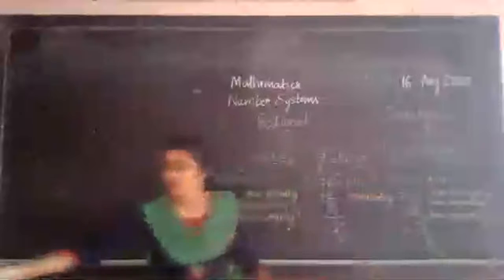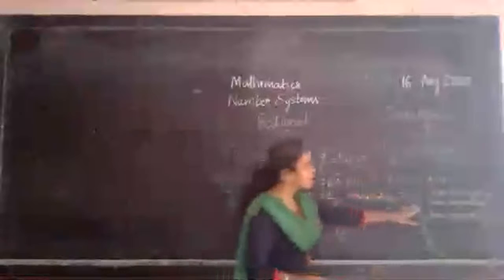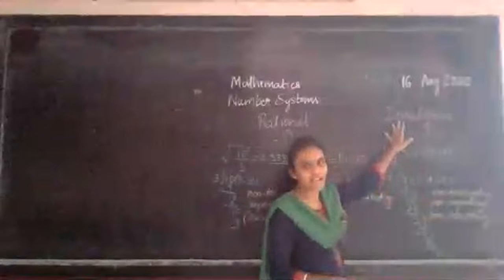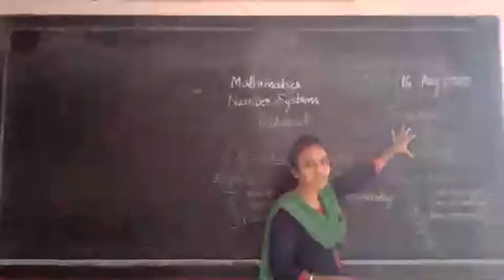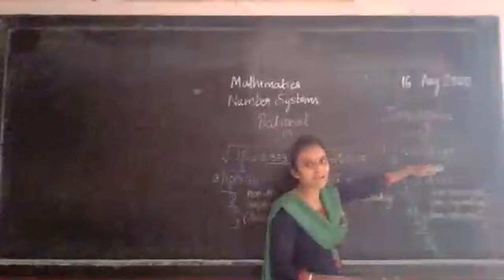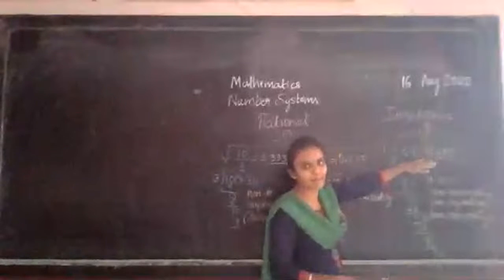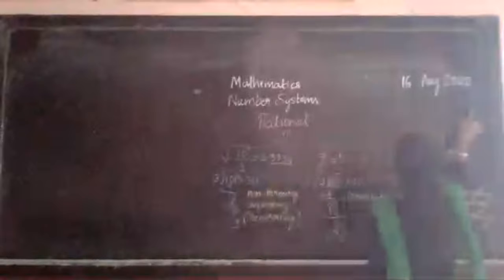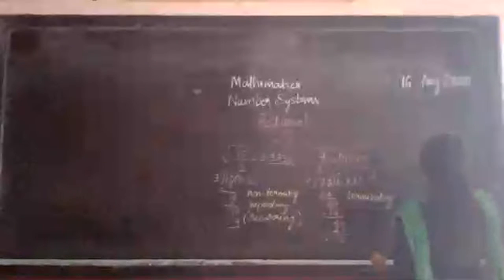Okay, so though this is non-terminating and non-repeating, it can be written in the form of p by q, therefore it is a rational number. I will talk to you about this irrational number in the next class and tell how this number became a rational number.